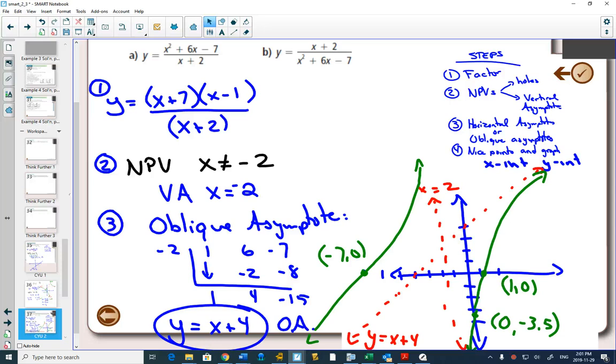Your domain is always separated by vertical asymptotes. We didn't have to find any additional nice points for this graph because we had points in both sections that were separated by the vertical asymptote. We had points to the right of the vertical asymptote. We had -7, 0, which was to the left of the vertical asymptote. Once you draw your graph towards the asymptotes, you're going to be done. There's nothing in this section here, nothing in this section up there.